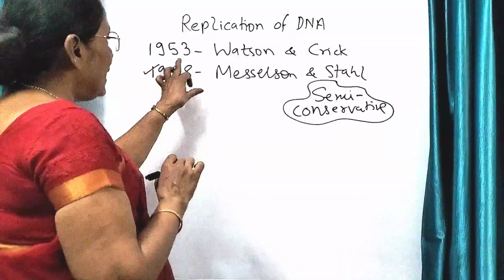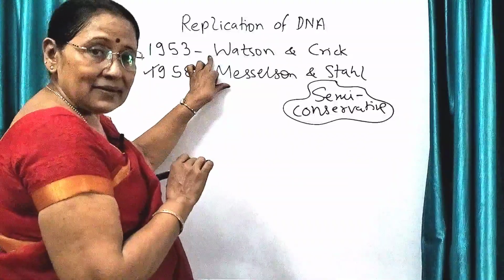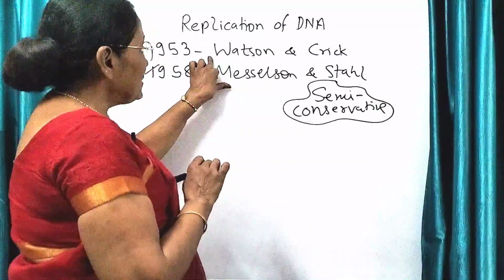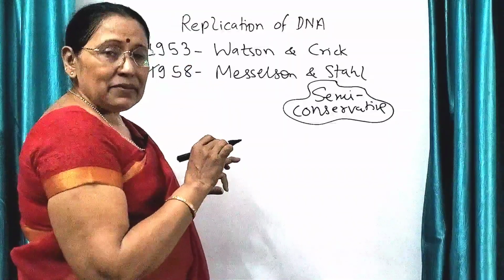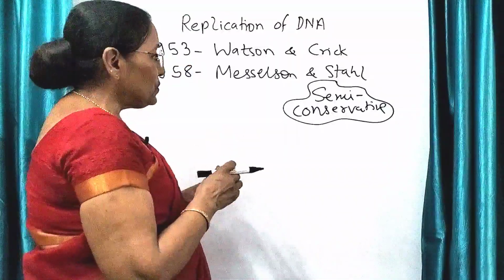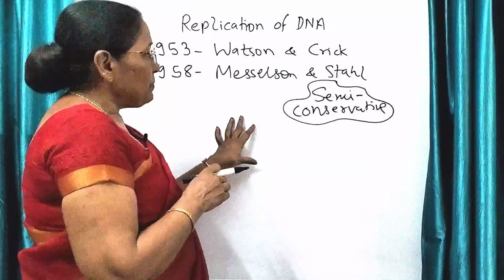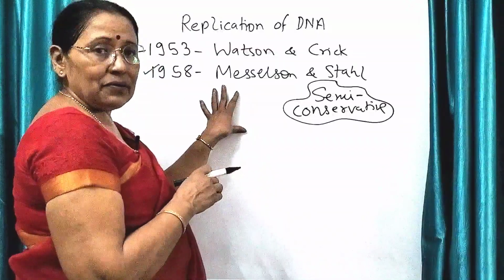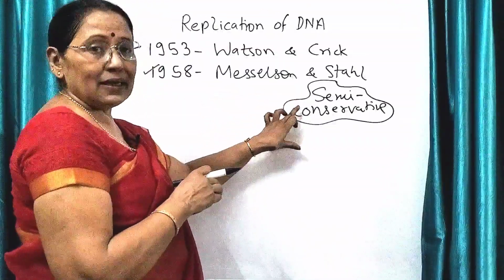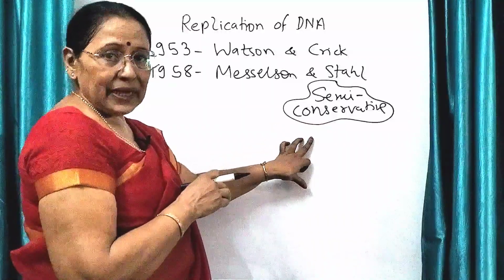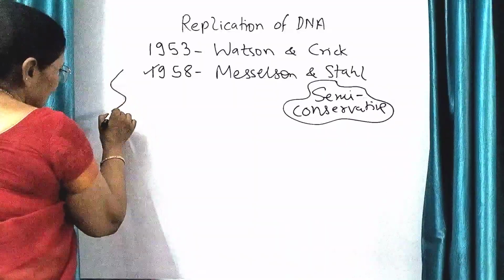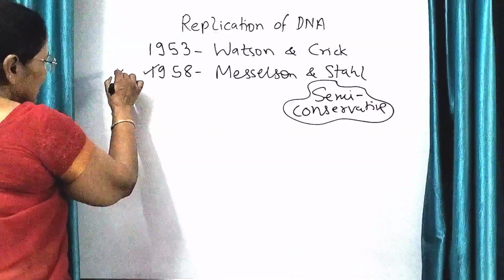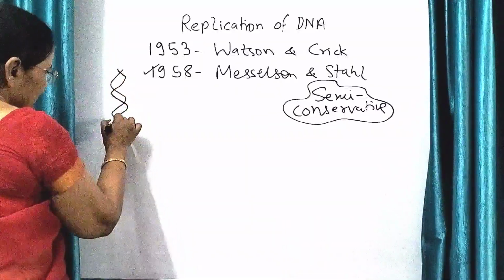1958. But in 1953 itself, when Watson and Crick gave the structure of DNA, at that time they hypothesized, they proposed, and they could see that DNA replication is of semi-conservative type. How could they see? Let us see the structure given by them. This was the double helical structure.